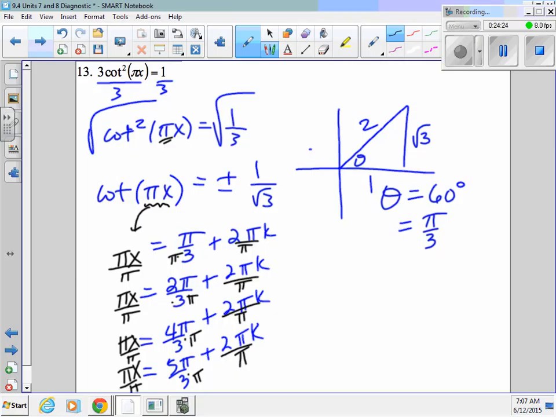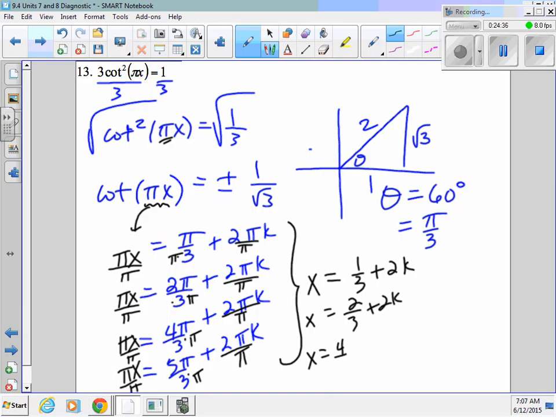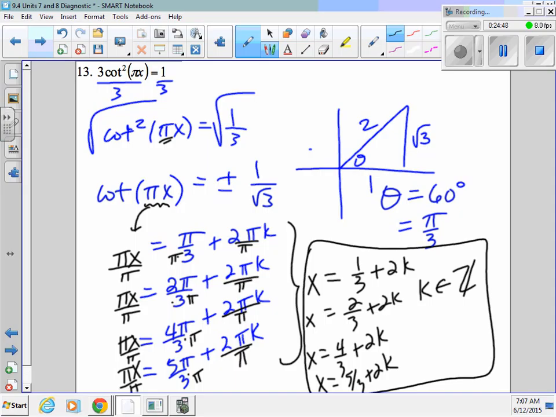So here I'm getting all my general solutions. I have x equals pi over 3 divided by pi is 1/3, plus 2k; 2/3 plus 2k; 4/3 plus 2k; and 5/3 plus 2k, where k is any integer. Again, I don't care if you want to write that out in words or not.